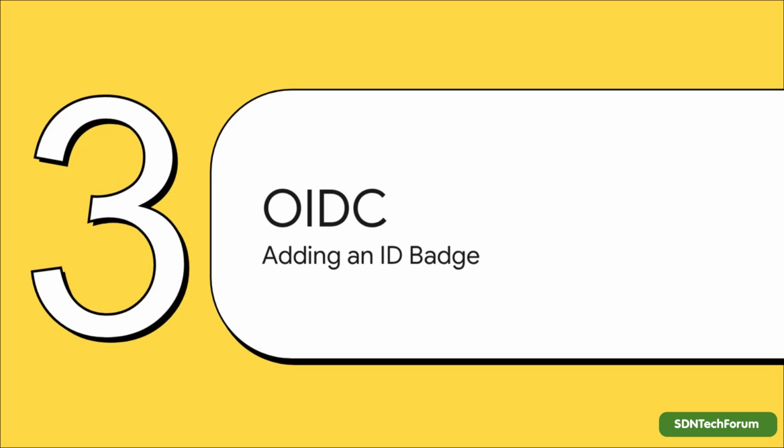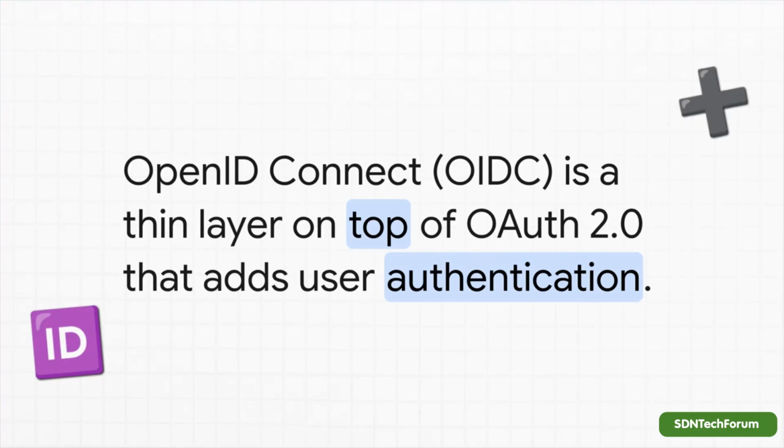Well, this is where the second crucial piece of the puzzle slots right in. It's called OpenID Connect, or OIDC. And if OAuth gives the app a valet key, you can think of OIDC as giving it a verifiable ID badge to go with it. Now, OIDC isn't some totally separate competing thing. It's actually designed as a thin, simple layer that sits directly on top of OAuth 2.0. Its whole job is to add that one missing piece, user identity.